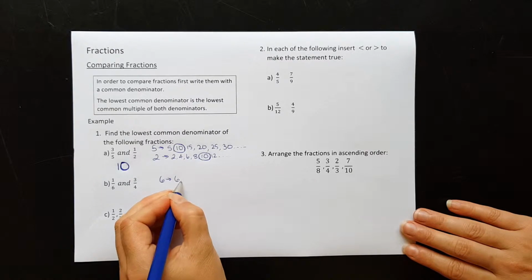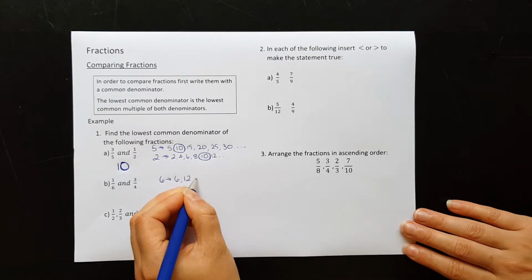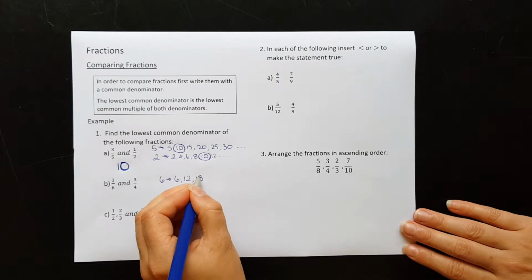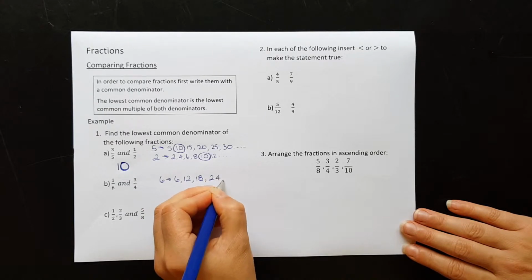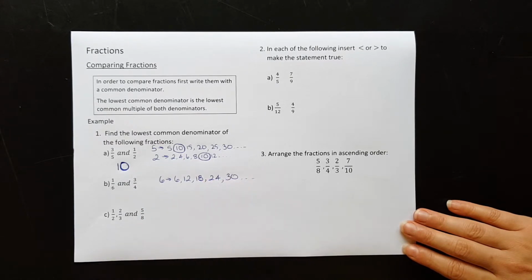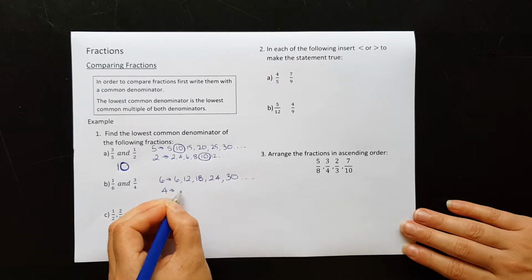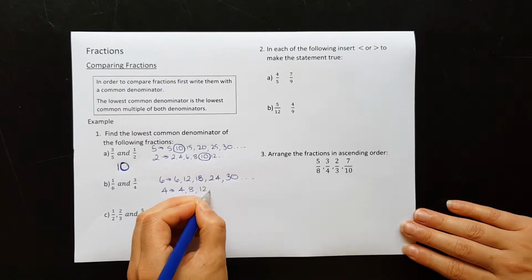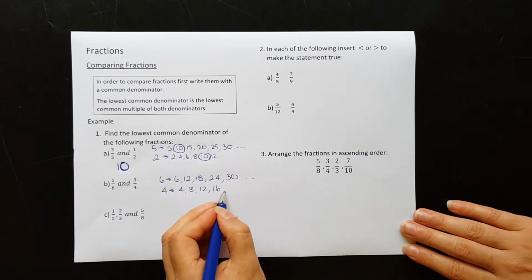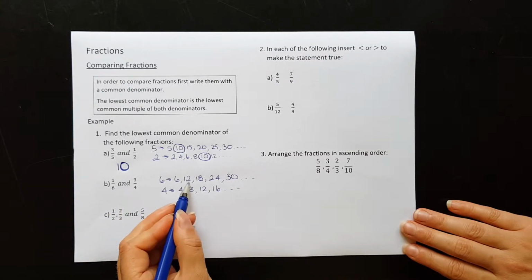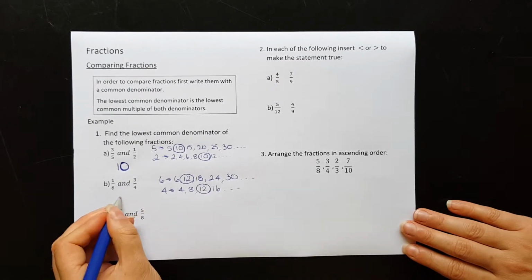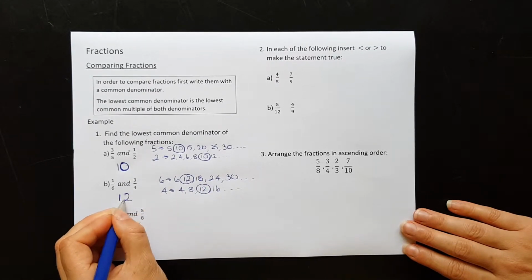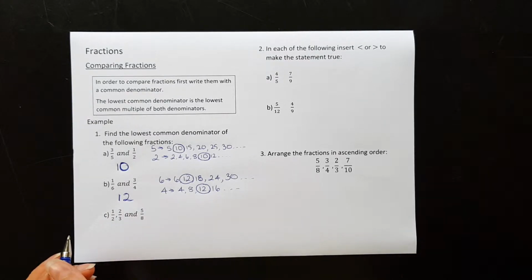6 times 1 is 6. 6 times 2, 6 times 3, writing 6 times 3 instead of writing 18, 6 times 4, 6 times 5, that's enough. Let's write down some 4 times tables: 4, 8, 12, 16, and already hopefully you can see that we've done enough, because as soon as we have a number that's come up in both of them, the lowest number, 12. So 12 is the lowest common denominator of those two.